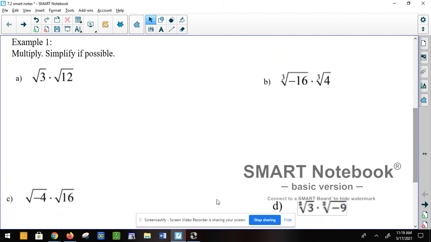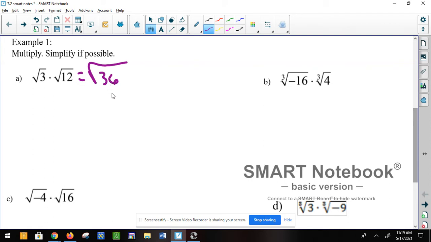All right, so for the first one here, multiplying square root of 3 and square root of 12, well, because the index is the same, you get square root of 36. Square root of 36 can be simplified, right? That is a perfect square, so the square root of 36 is 6. Okay. Cube root of negative 16 times cube root of 4. They are both cube roots, so you can multiply these together. Negative 16 times 4 is negative 64. So you get the cube root of negative 64. A negative under an odd index root is okay. The cube root of negative 64 is negative 4.